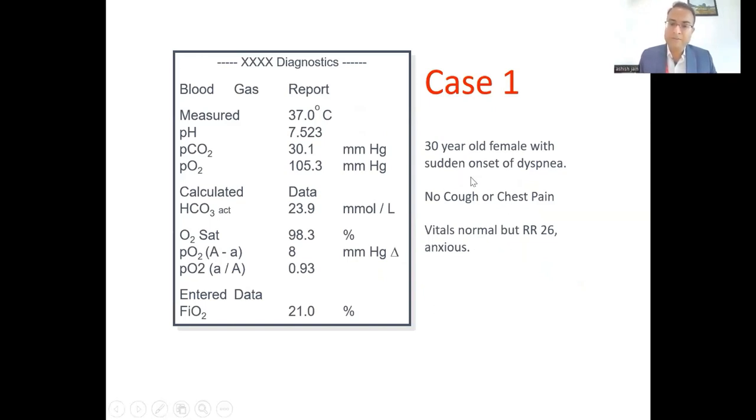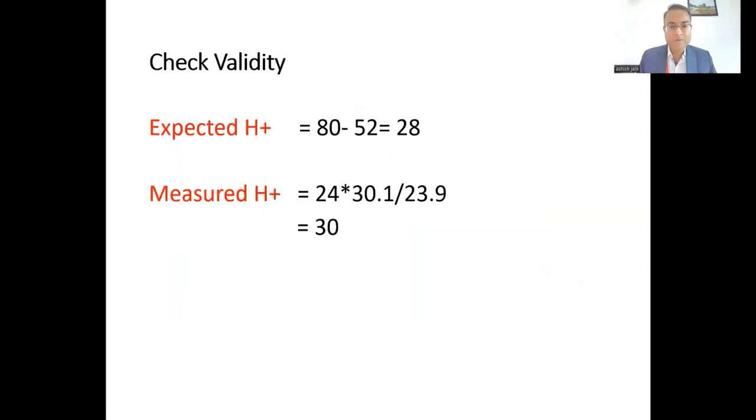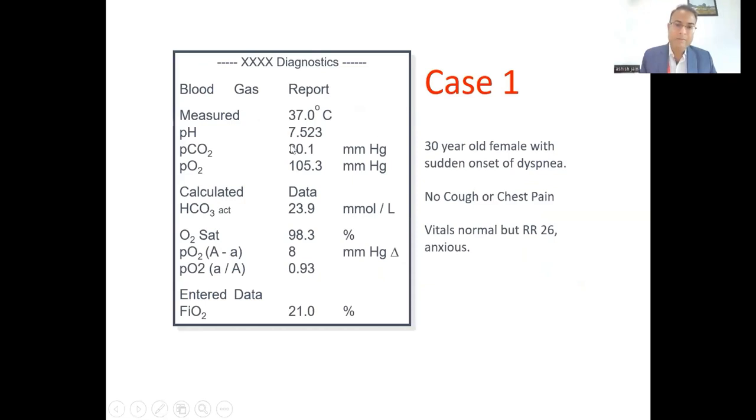Now coming to a few cases. Case 1 is a 30-year-old female who presented with sudden onset of dyspnea. So what should we do first? We should check the validity.